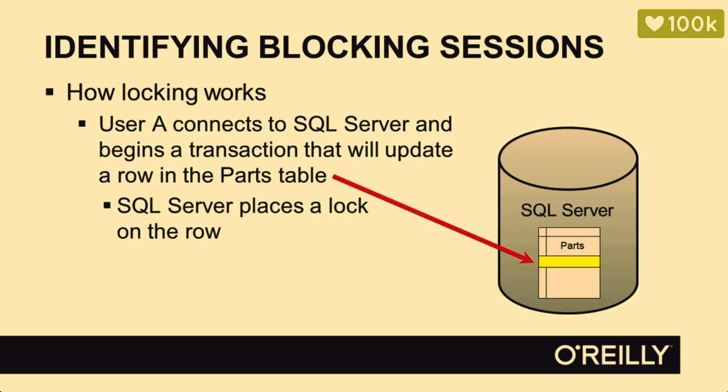Well, notice in the SQL Server database, we've got a table called parts. Now, user A connects to SQL Server and they begin a transaction that will update a row in the parts table. There's the row that they're going to update. Now, SQL Server is immediately going to place a lock on that row. And what it's going to do is restrict anybody else from working with that row until user A completes their activity, because we know that that data may change.